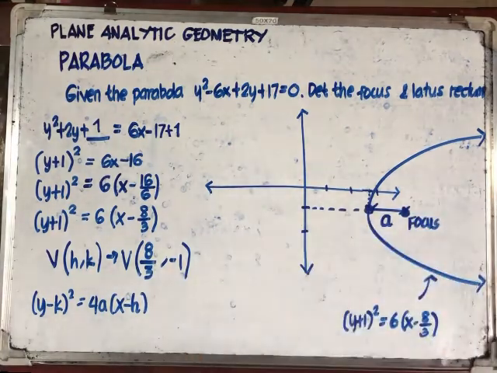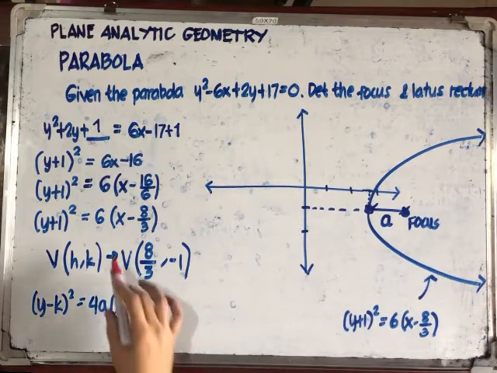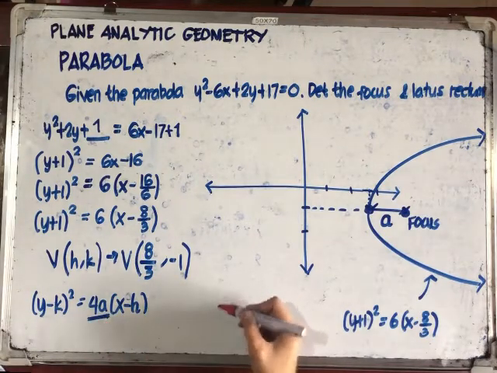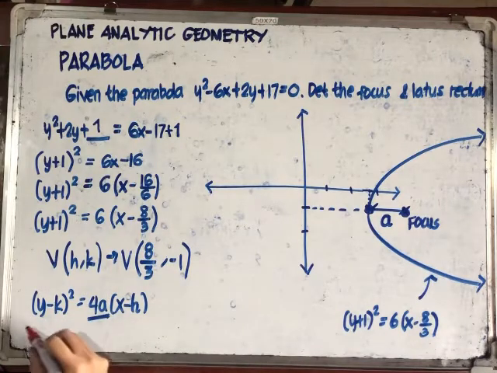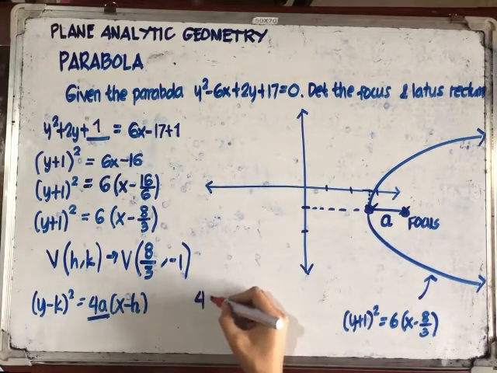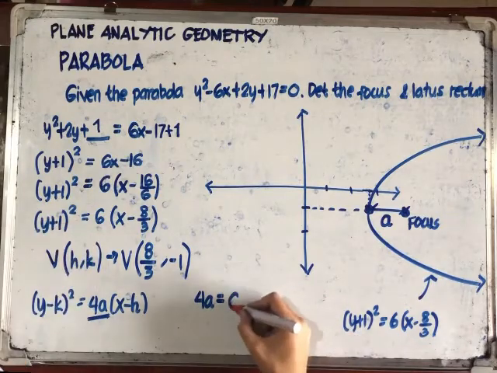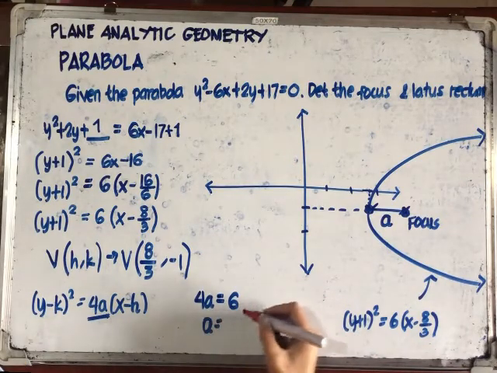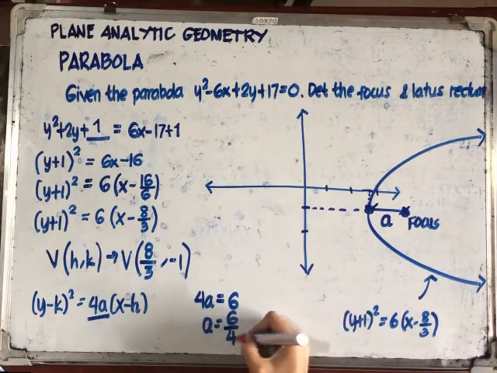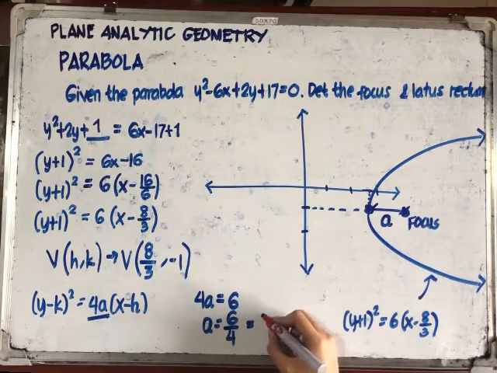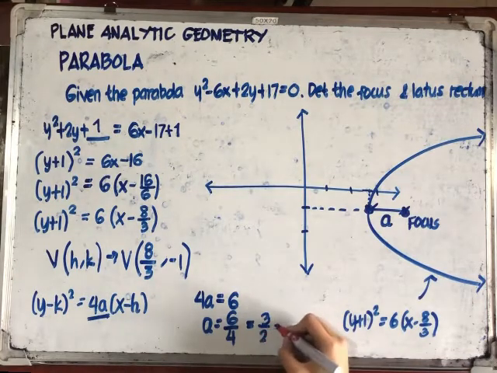Okay, at a distance yan. And how do we get a? From our drawing here, we have 4a as a standard, itsura ng ating standard equation. 4a daw yung equivalent nung nasa labas. And ang 4a natin for this equation is 6. Therefore, the value of a is 6 over 4. And that is, how much is 6 over 4? 3 halves, or that's 1.5.